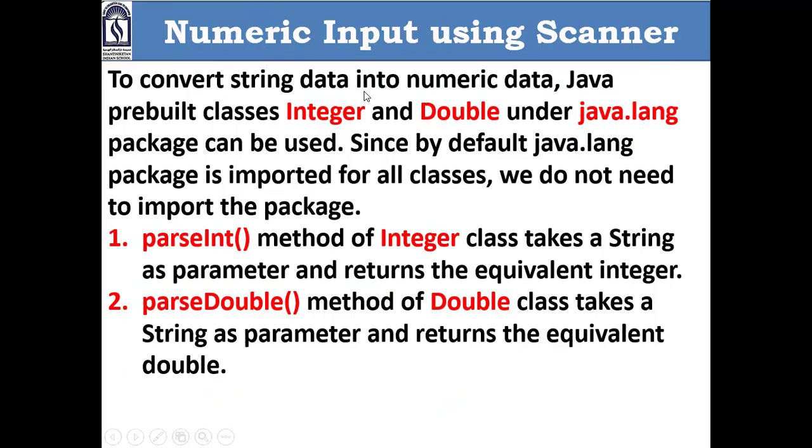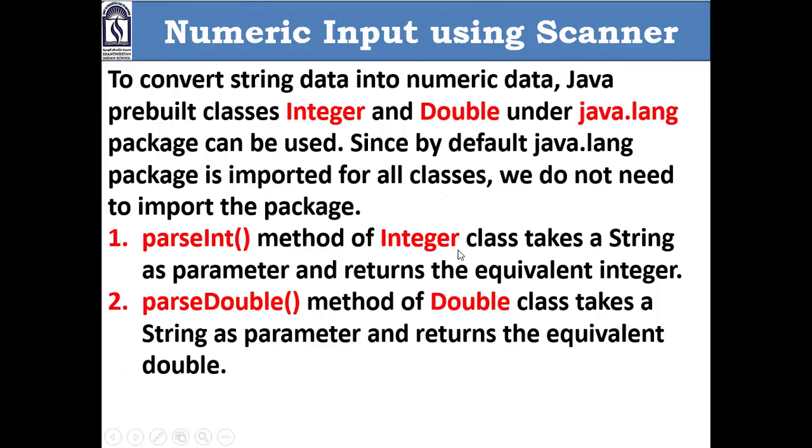To convert string data into numeric data, Java's pre-built classes called Integer and Double can be used. These Integer and Double classes are available under the java.lang package. So the java.lang package contains two important classes, one is Integer, another one is Double. Among these, in our simple calculator project, we want to use only the Integer class, not the Double class. Since by default the java.lang package is imported for all classes, there is no need to import any extra package. This Integer class has one method that is called parseInt.